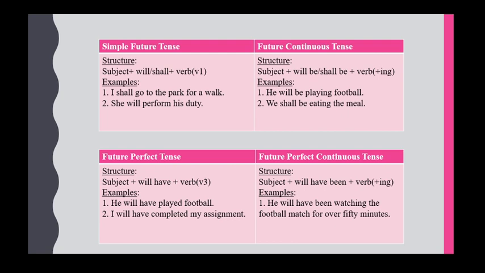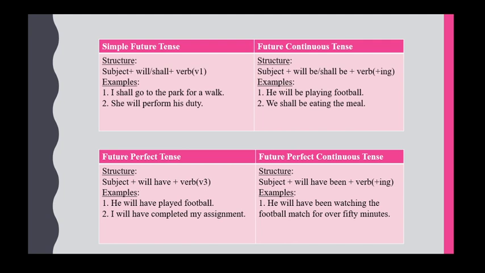Now the next, future continuous tense. Subject plus will be or shall be plus verb plus ing. He will be playing football. We shall be eating the meal. He is a singular pronoun, so it will be plus verb, that is play, plus ing to make it continuous. Now see the next, we. With we, you can use either will or shall. So I am using shall here. We shall be eating the meal.